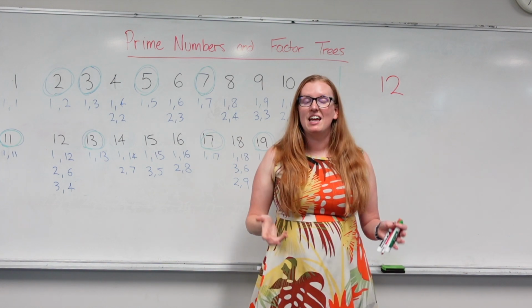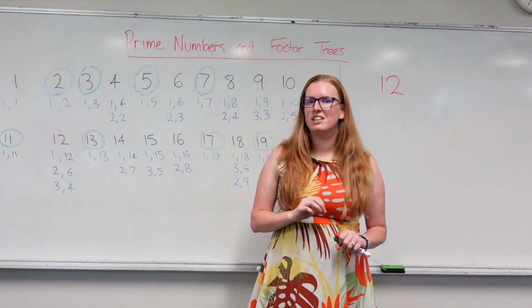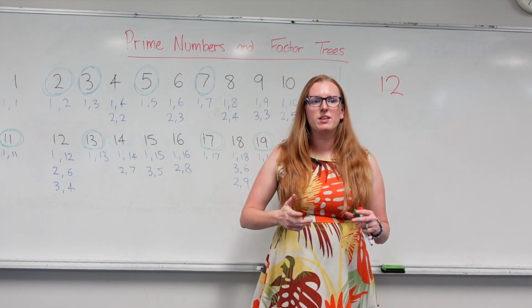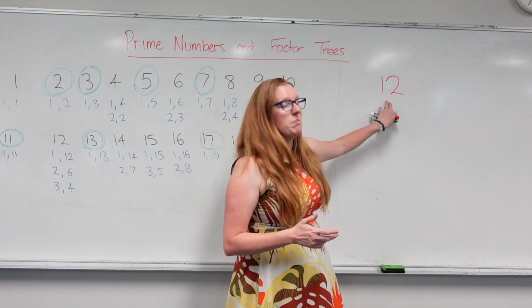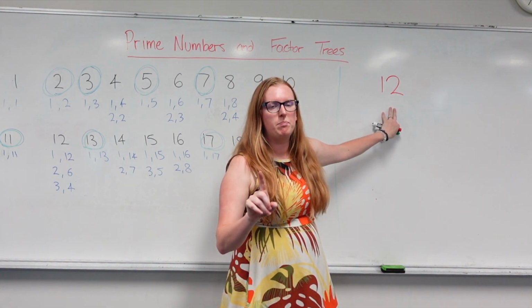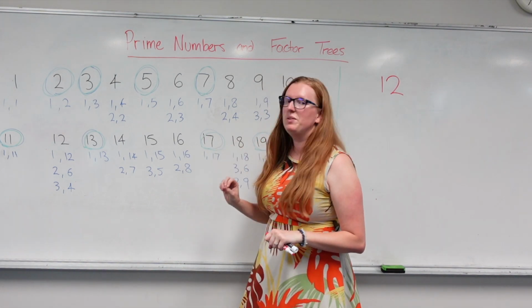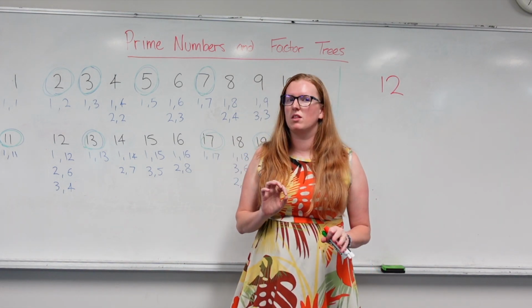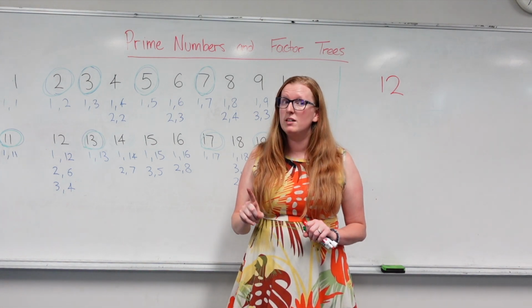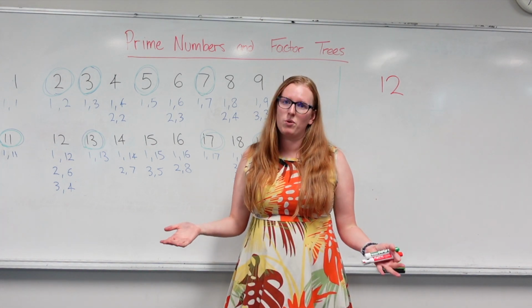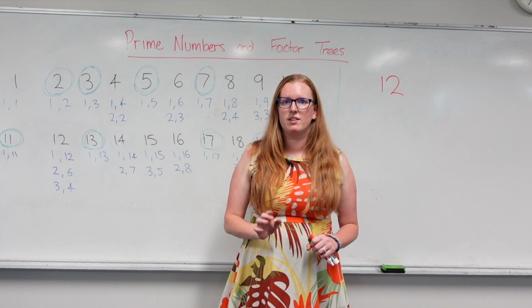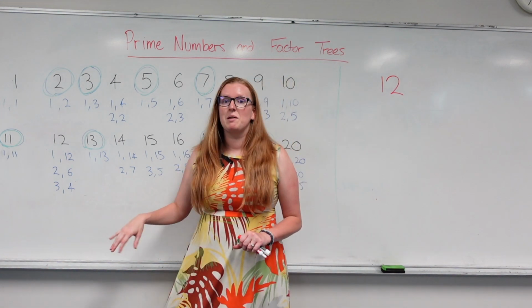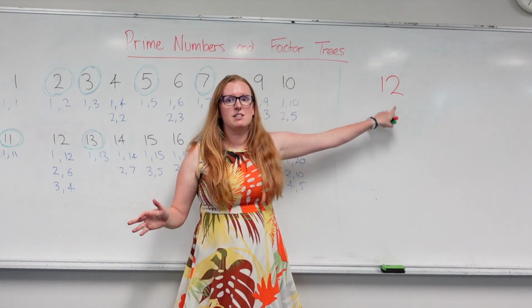So now what we want to do is create a factor tree. So what that is, I pick a number, but I don't include the number 1 on a factor tree, okay? Because the number 1 is a special kind of number, it's not composite and it's not prime, so I don't include it. But what I do is I pick a set of factors for 12.